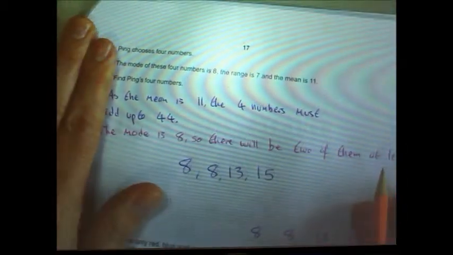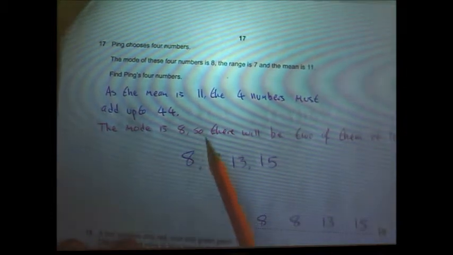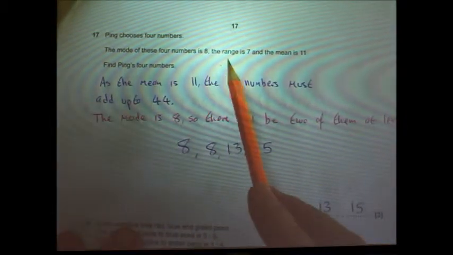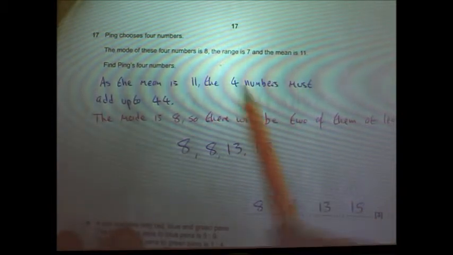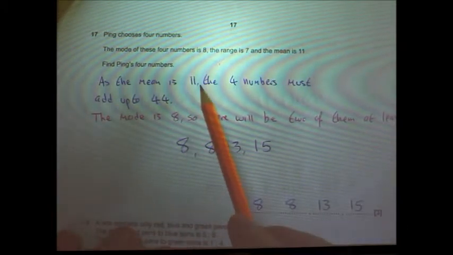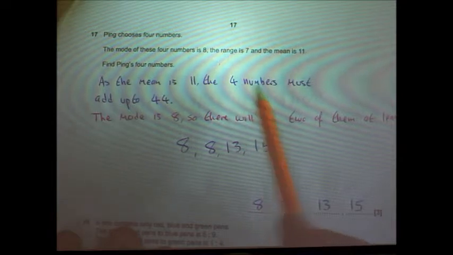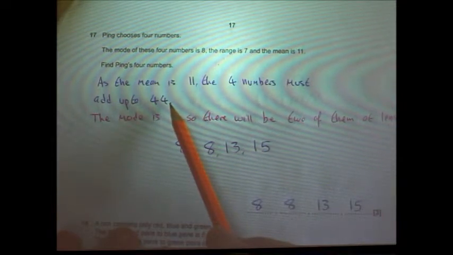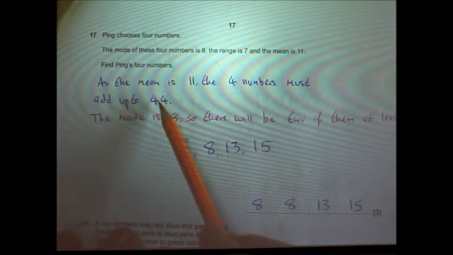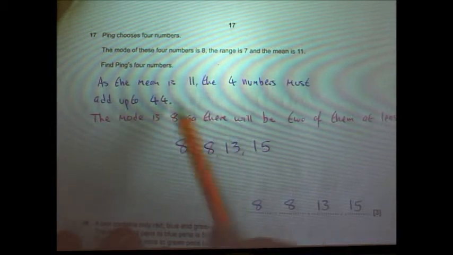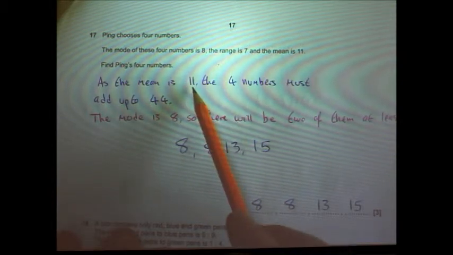Question 17. Ping chooses 4 numbers. The mode of the 4 numbers is 8, the range is 7, and the mean is 11. Right, a couple of things. As the mean is 11, the 4 numbers must add up to 44. Because to calculate the mean, you add the numbers up and divide by how many you've got. So they all must add up to be 44, because you do 44 divided by 4, which gives you 11.